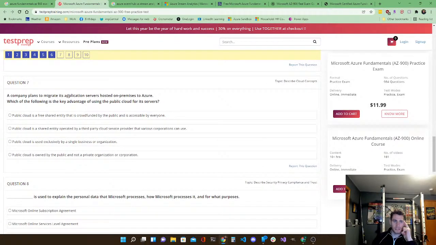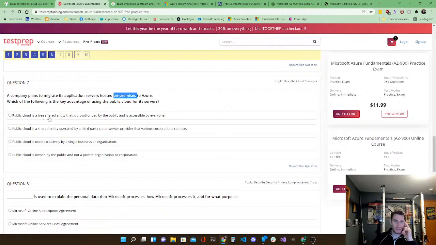A company plans to migrate its application servers hosted on-prem to Azure. Which of the following is the key advantage of using the public cloud for its servers? You can tell there's probably going to be a lot of stuff about migrating from on-premise, because that's what Microsoft wants you to do. That's where they're making their money.